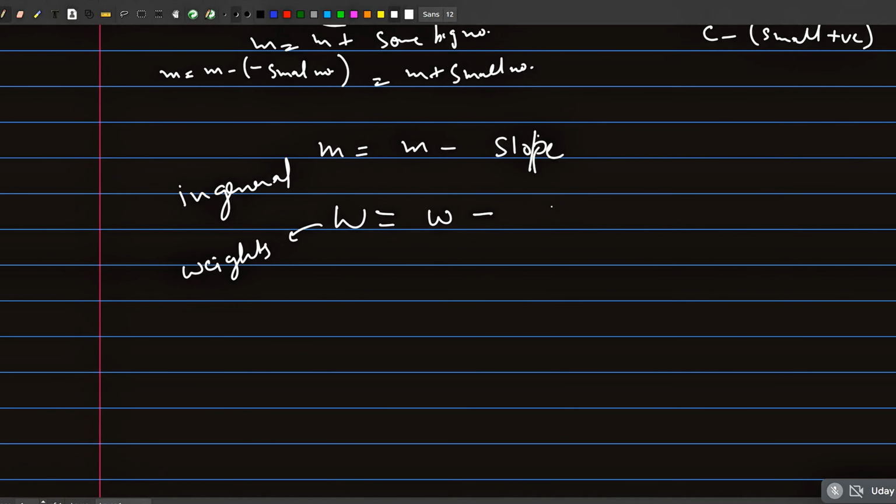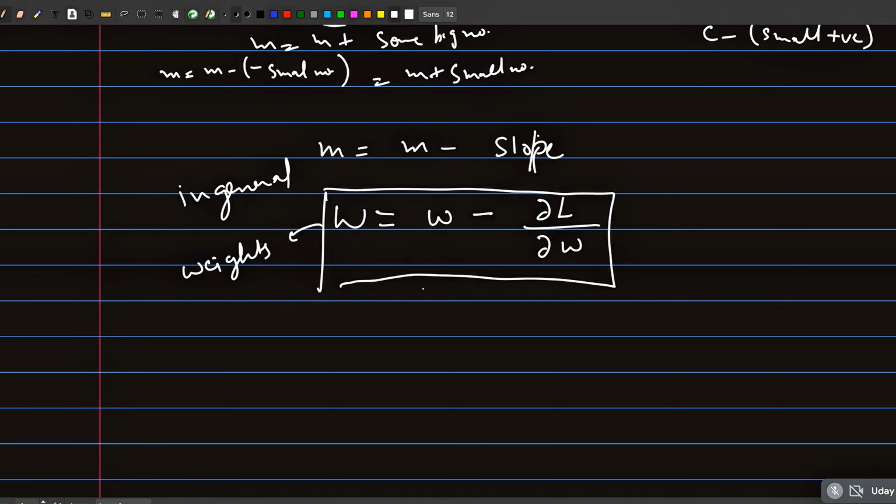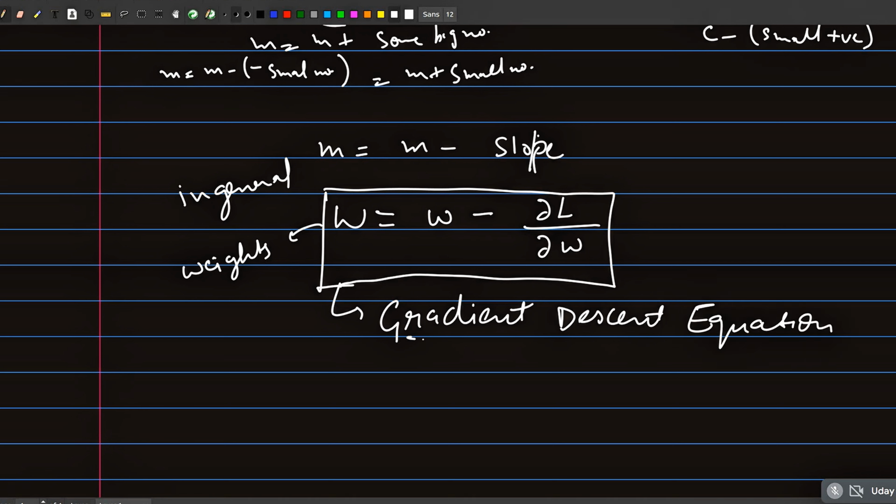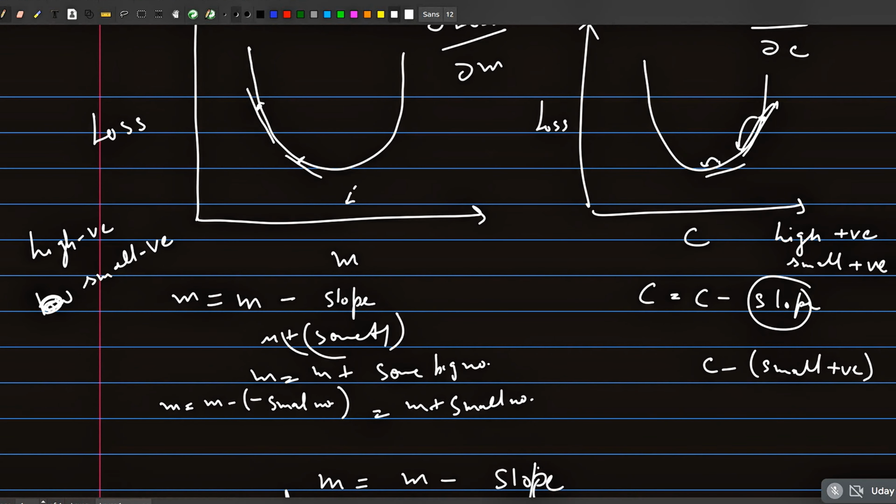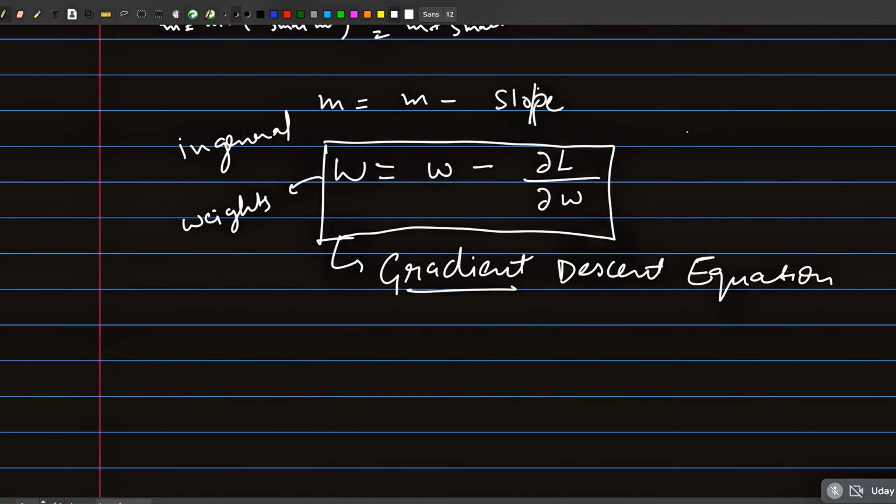So we can write it as W equals W minus derivative of loss divided by derivative of W. This is what we can call the gradient descent equation. Where did gradient come from? From this derivative term. Where did descent come from? We are descending towards lower loss. Did you understand the name, why it is called this and how the equation came?